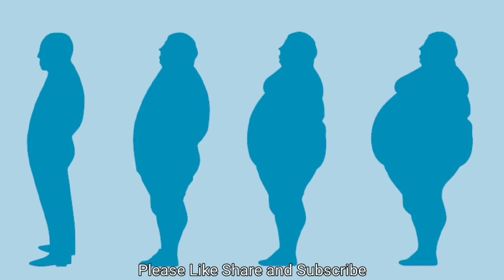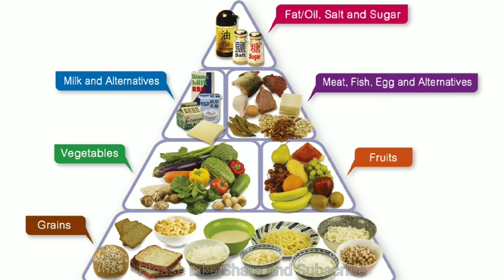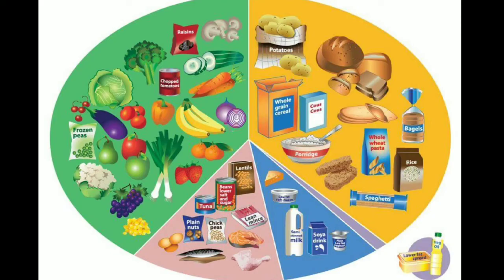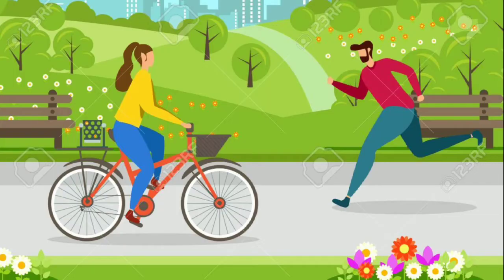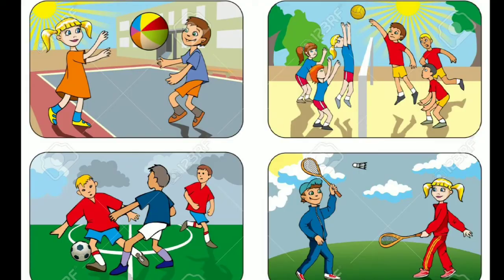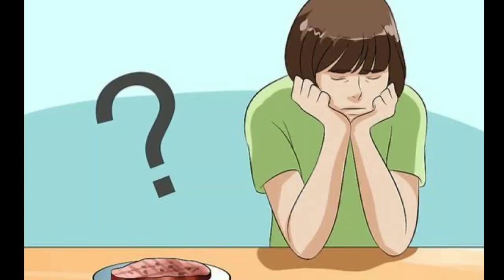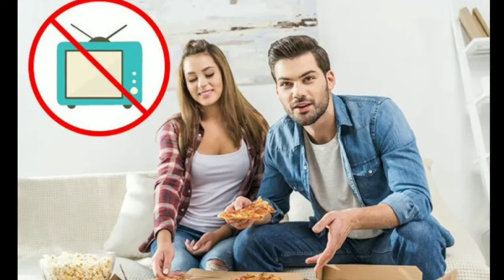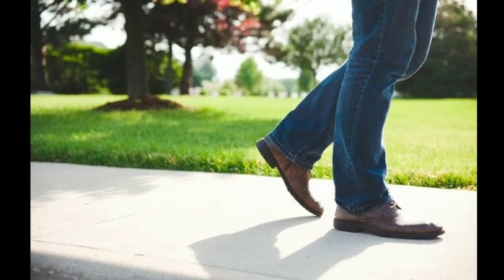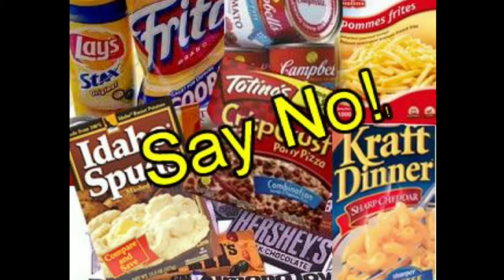How to avoid obesity? Have a balanced diet. Eat whole grains. Eat fruits and vegetables with their skins. Increase use of bicycles. Play more outdoor games. Do not eat if you are not hungry. Do not watch TV while eating. Do not use motor vehicles for traveling a short distance. Avoid pre-cooked, packaged foods.